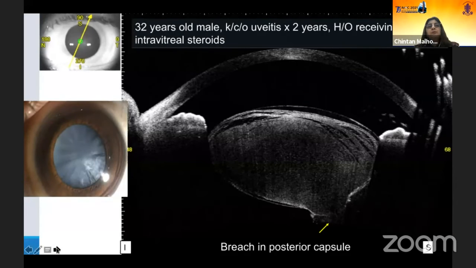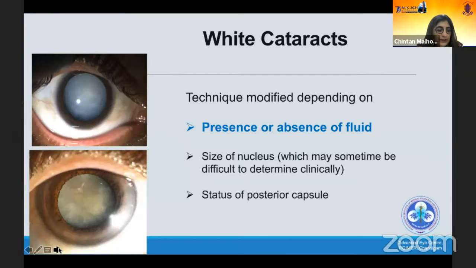For example, this was a patient who presented to my clinic. He was a known case of uveitis and he'd received intravitreal steroids around 2 weeks ago. The patient reported with a sudden diminution of vision. And we can see how beautifully this OCT is showing the breach in the posterior capsule. Surgery could hence be planned safely. We had planned for a three-piece IOL and the IOL could be implanted safely.